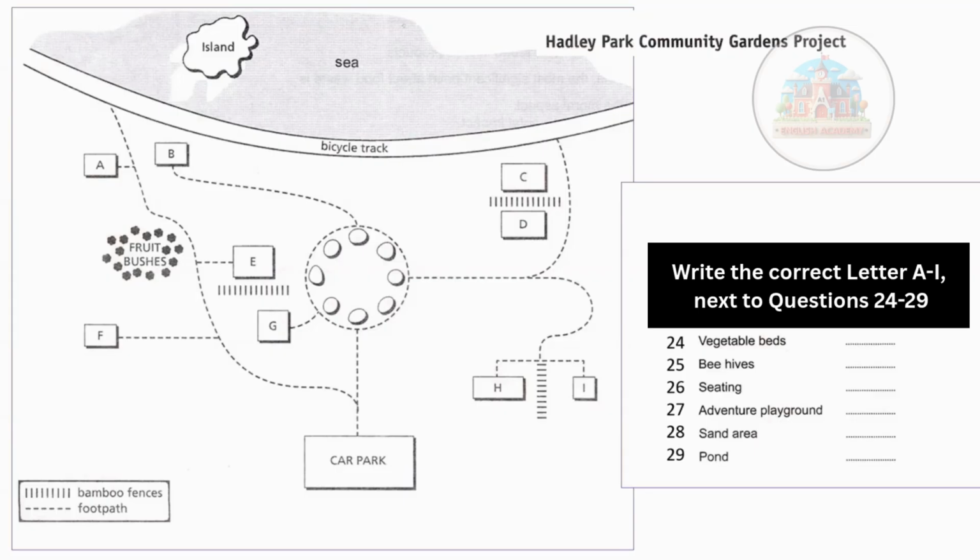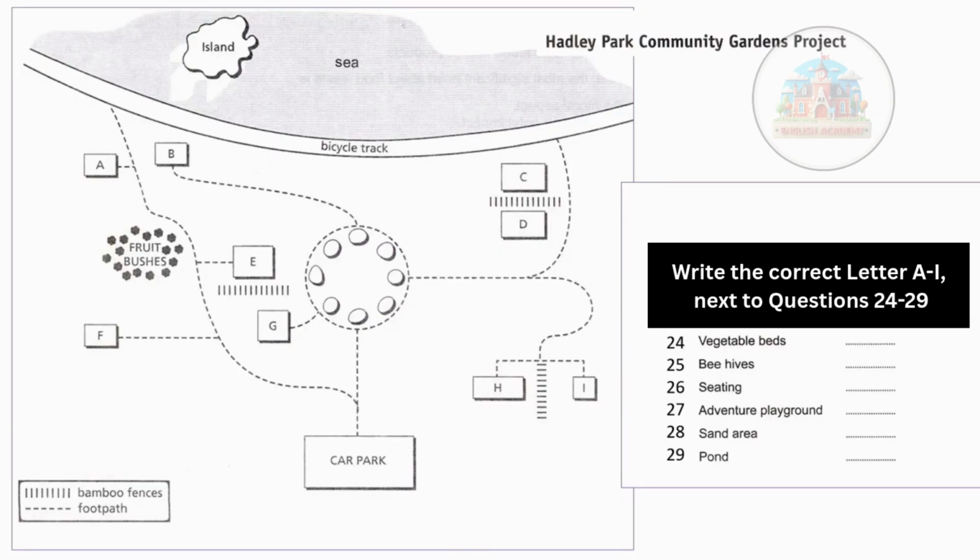Right, what else? Oh yes, the sand area. We've got that circular footpath in the middle. Find the track that goes east, towards the right-hand side of the plan, and where that track divides, you need the little path that goes up towards the bicycle track. The sand area is just above the bamboo fence there.